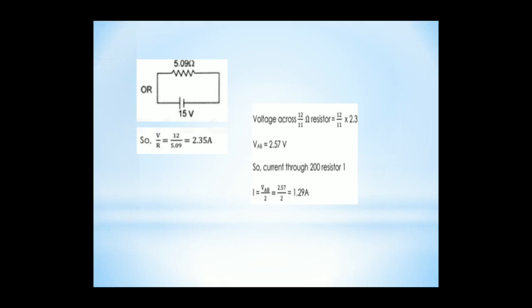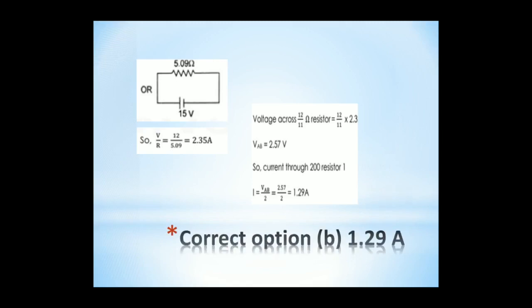In the given statement, we have to find the current through the 2 ohm resistor, which is I equal to V by R. Here V is equal to VAB, which is 2.57 volts, and resistance R is 2 ohms. So at the end, current is equal to 1.29 amperes. The correct option is B, 1.29 amperes.